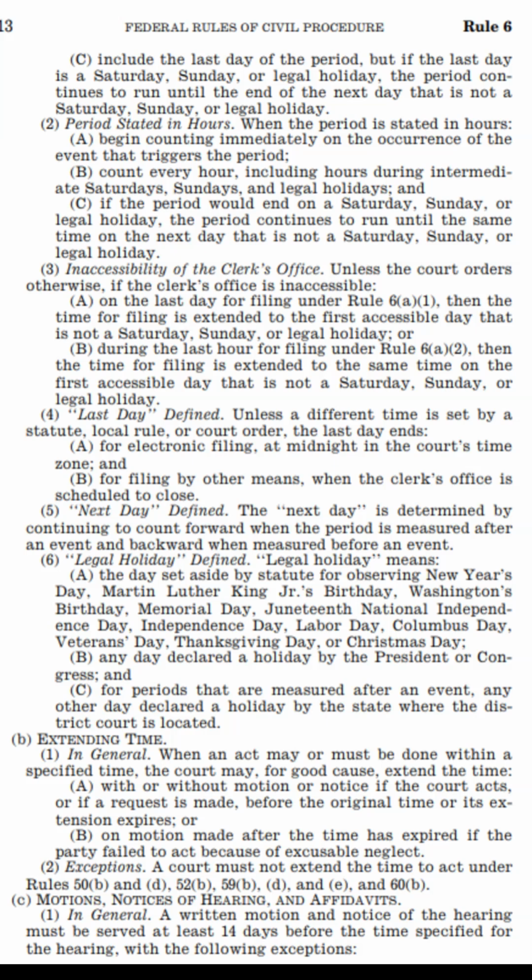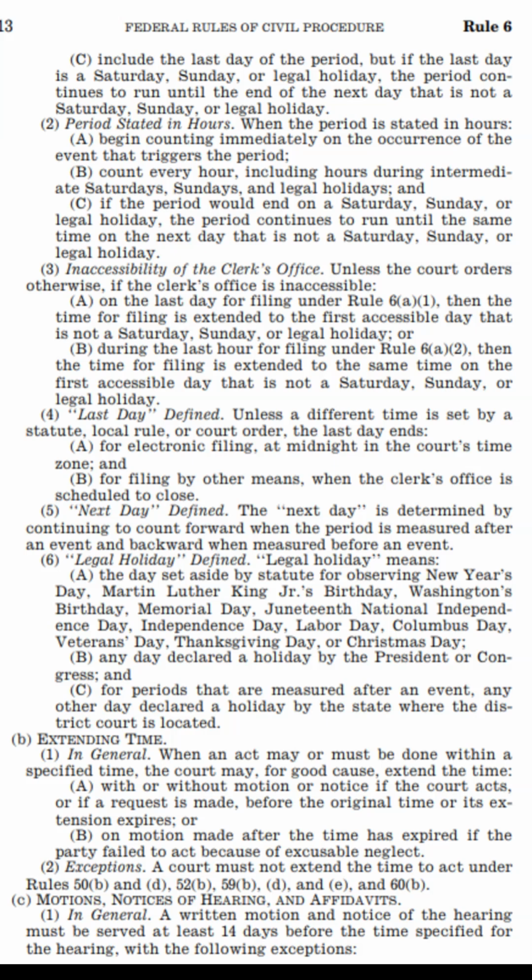3. Inaccessibility of the clerk's office. Unless the court orders otherwise, if the clerk's office is inaccessible: A. On the last day for filing under Rule 6(a)(1), then the time for filing is extended to the first accessible day that is not a Saturday, Sunday, or legal holiday, or B. During the last hour for filing under Rule 6(a)(2), then the time for filing is extended to the same time on the first accessible day that is not a Saturday, Sunday, or legal holiday.